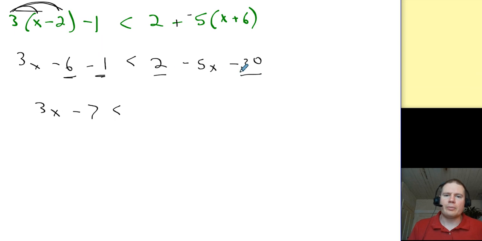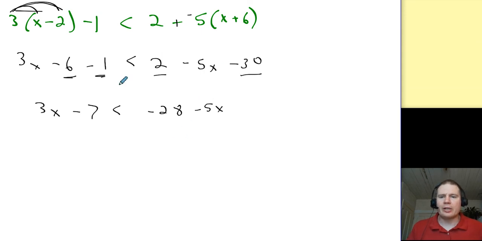So 2 minus 30, that's negative 28, and the 5x is still there, right? Can't combine these, they're not like terms. Now this is as simplified as I can get it, this is as simplified as I can get it, and now I have a choice. Do I add 5x to both sides? Do I subtract 3x from both sides? Either way will work. So let's just pick one.